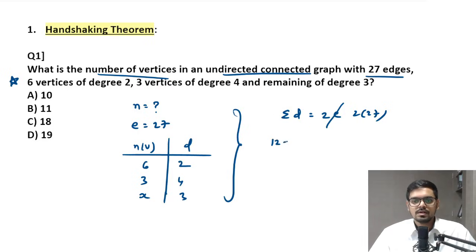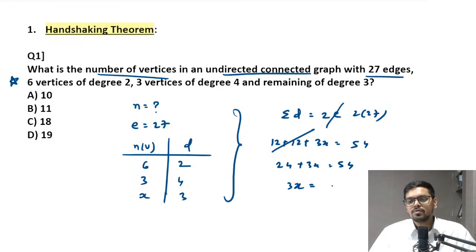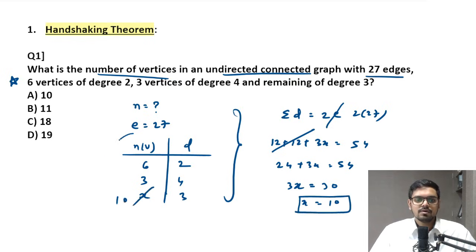Also concept clarity. So 12 plus 3x is equal to 2 into 27, which is 54. Then we can say this is 24 plus 3x, that is equal to 54. So 3x is equal to 54 minus 24, which is 30. So x is equal to 30 by 3, which is 10. Now they were asking the number of vertices. So add all the vertices, you will get the answer. 10 plus 3 plus 6 is 19. So option D is correct.